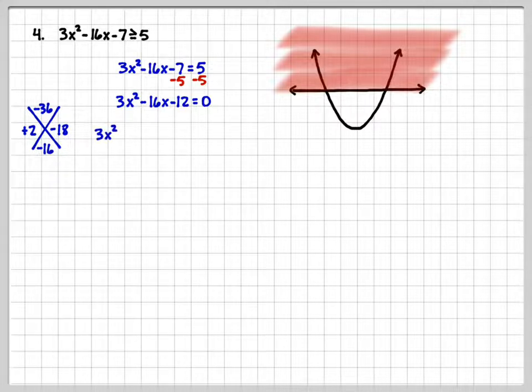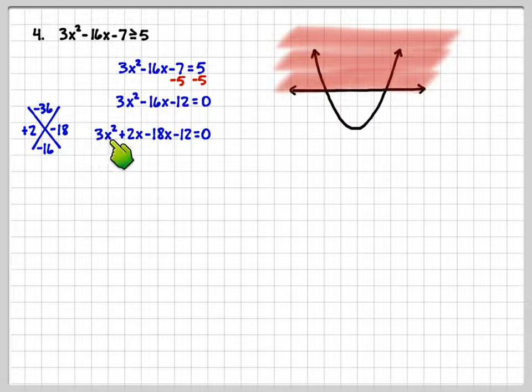We're going to write down 3x squared, and then instead of negative 16x, we're going to put plus 2x and then minus 18x. Okay, you can see that 2 minus 18 is negative 16, and then we're going to keep that negative 12 there. So hopefully you can see that this line here is the same as this line. The 3x squared is the same, the negative 12 is the same, the negative 16x just got broken into 2x and negative 18x.